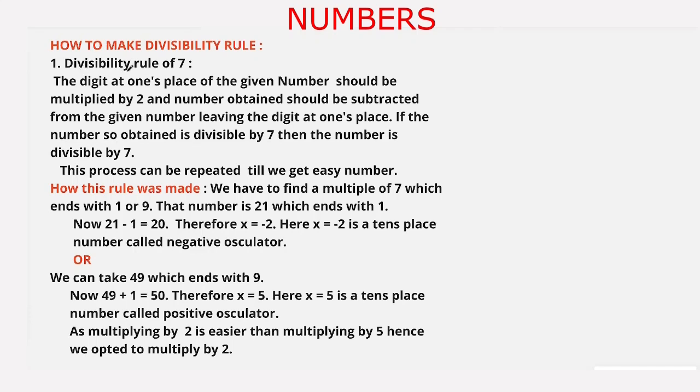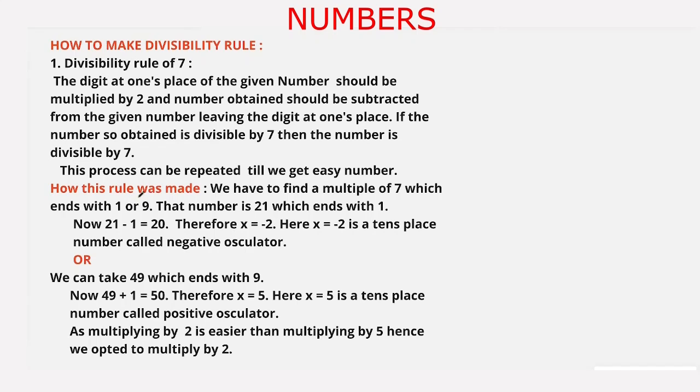Point 1. Divisibility rule of 7. The digit at ones place of the given number should be multiplied by 2 and the number obtained should be subtracted from the given number, leaving the digit at ones place. If the number so obtained is divisible by 7, then the number is divisible by 7. This process can be repeated till we get an easy number.